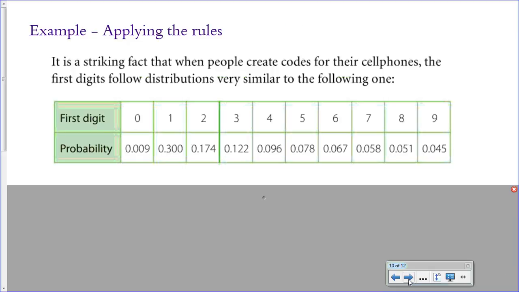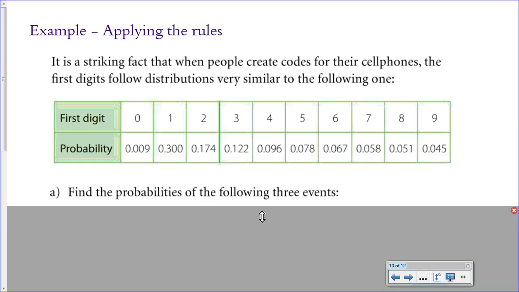Similarly, when people create cell phone codes to log into their phones, these are all the options for your first digit, right, 0 through 9. The probability is highest that a person will choose a 1, followed by a 2, followed by a 3. Those are the three most common answers. Then all of the other ones decrease in probability down to the 9, with 0 being the most improbable, or the least probable. So we've got some probability questions to answer here.